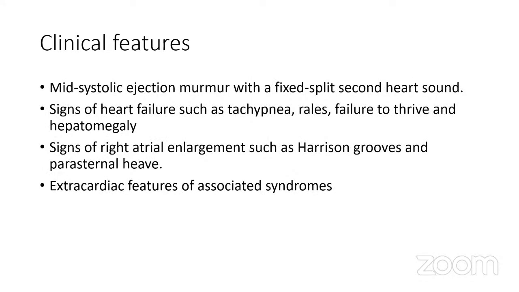Physical examination findings are dependent on the size of the defect, the degree of shunting, and the pulmonary arterial pressure. Characteristic findings include a mid-systolic ejection murmur accompanied by a fixed splitting of the second heart sound. Signs of heart failure such as tachypnea, rales, failure to thrive, and hepatomegaly. Signs of right atrial enlargement, right ventricular heaves. Extracardiac features of associated syndromes may also be detected.